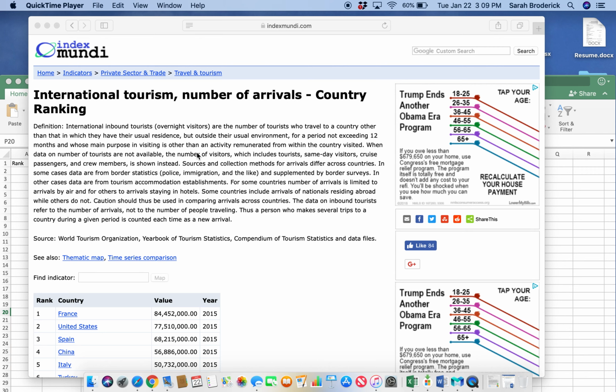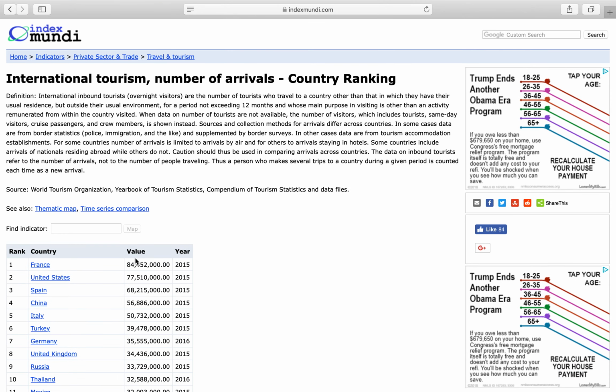For my discussion two posts, I will be using data that I found on international tourism, and I wanted to look at this data because I enjoy traveling, and I thought it would be interesting to know which country was visited the most in a certain year. So I took this data set.